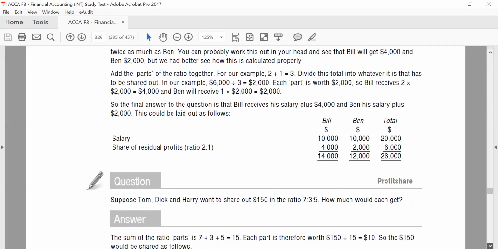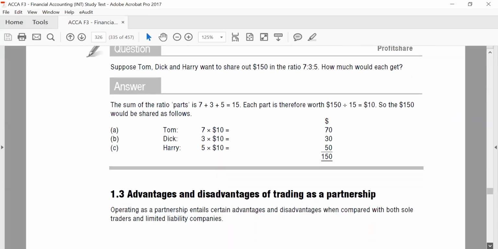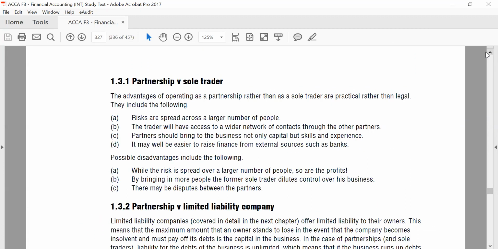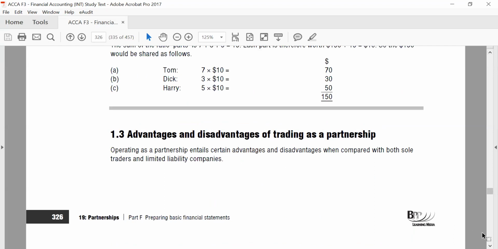This is just demonstrating. So these are just examples that you can actually get. So maybe this is also just for your understanding. I know we looked at this when it came to business entities. The examiner could ask you about the advantages and disadvantages of trading as a partnership.